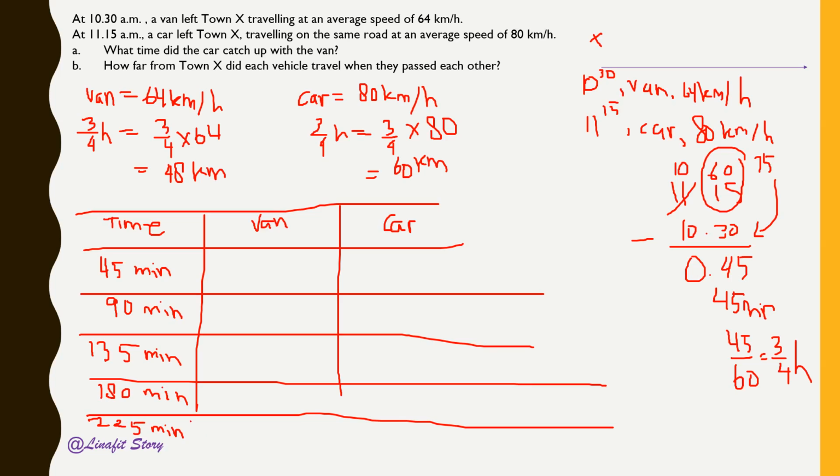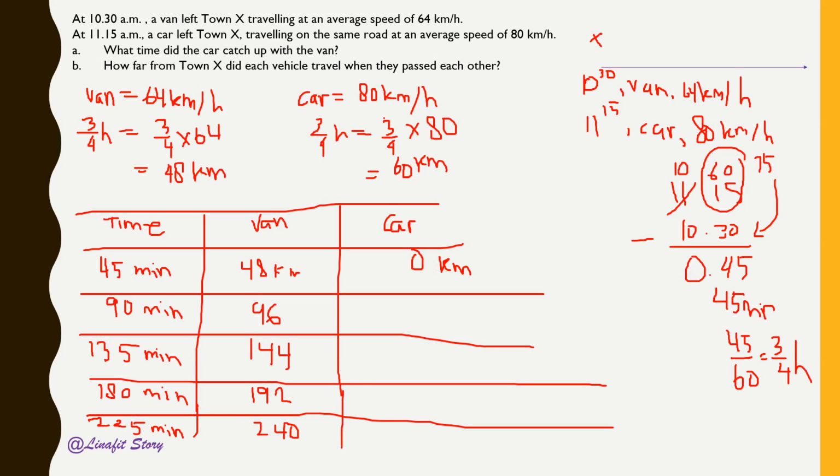The van left town X at 10:30. So it means 45 minutes later, it traveled 48 km. How about the car at 10:30? So the car was behind town X, means 0 km. After that, we'll count in 48. So 48 plus 48, 96, 144, 192, and then 240.